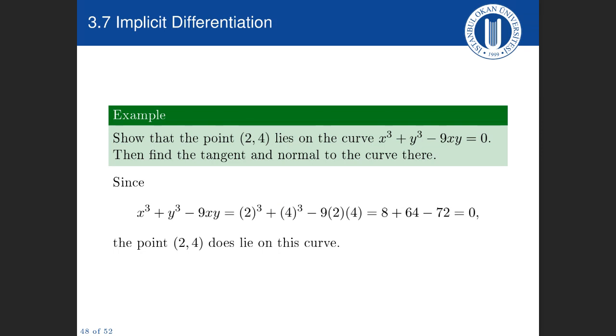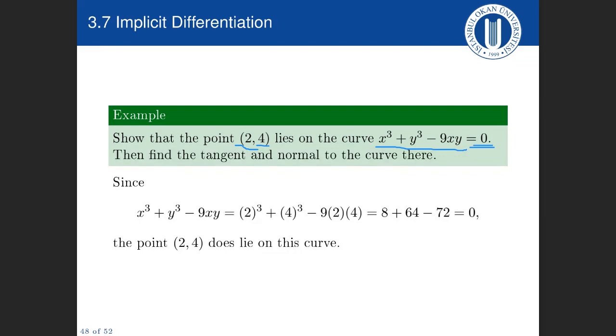Show that the point (2, 4) lies on the curve x cubed plus y cubed minus 9xy is equal to 0. Then find the tangent and normal to the curve there. So first of all, does this point really lie on this curve? I'm going to calculate x cubed plus y cubed minus 9xy with x equal to 2 and y equal to 4. And then the question is, do we get 0?